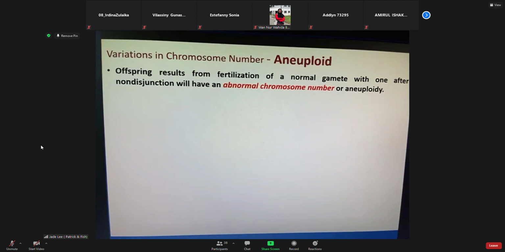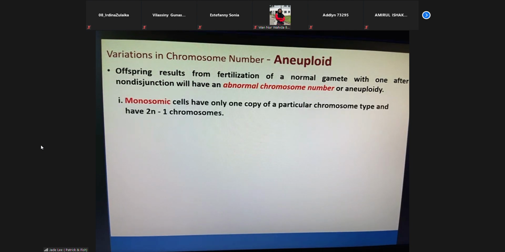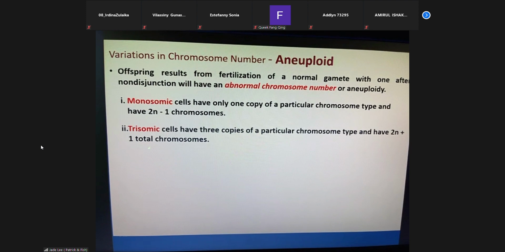So offspring resulting from fertilization of a normal gamete with one after nondisjunction will have an abnormal chromosomal number, or aneuploidy. A monosomic cell has only 1 copy of a particular chromosome type, so it has 2n minus 1 chromosomes. Dia kurang 1. Whereas a trisomic cell has 3 copies of the particular chromosome type and has 2n plus 1 in total chromosomes. So dia ada 3 kan?